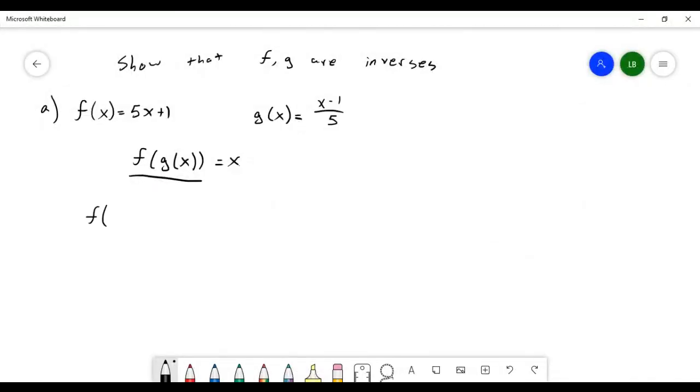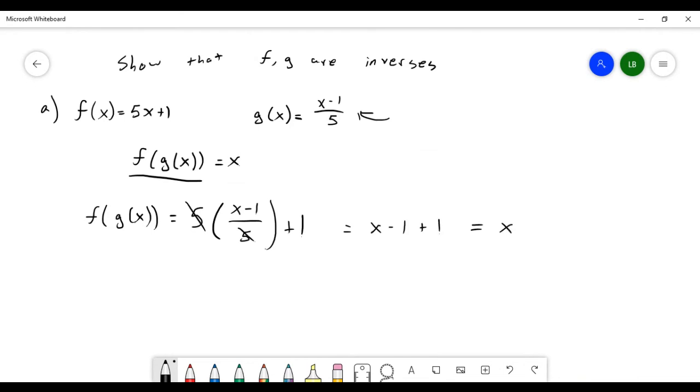So what we can do in this case is we can say f of g of x, that's just equal to 5, and then we plug in g of x wherever we see an x here. So times x minus 1 over 5 plus 1. And then our 5 would cancel right there. X minus 1 plus 1, that equals x. Next, we need to show that g of f of x equals x.